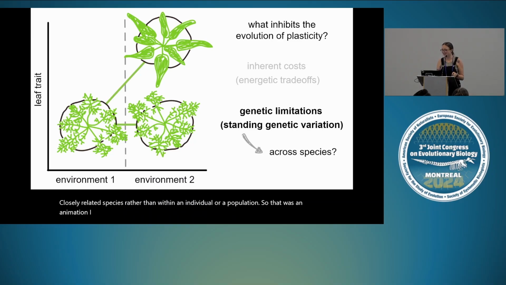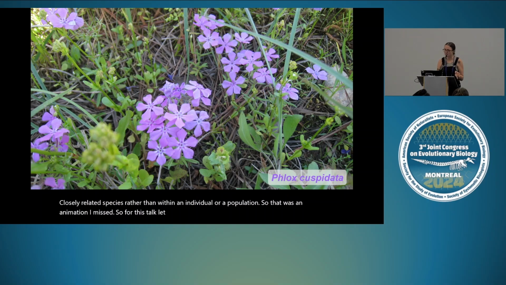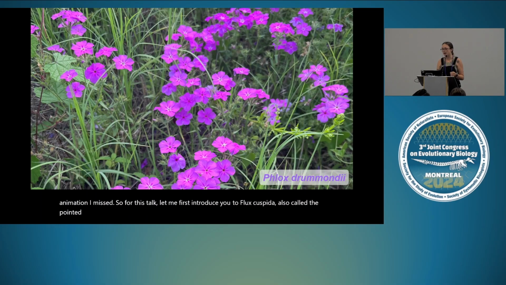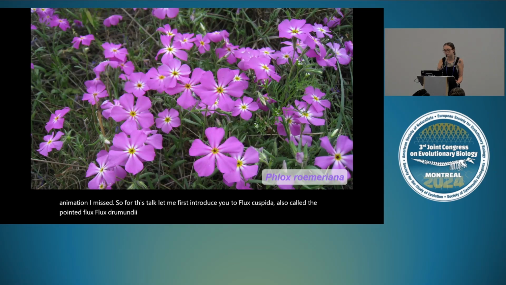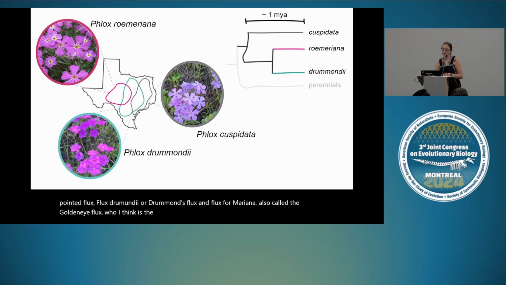So for this talk, let me first introduce you to Phlox cuspidata, also called the pointed phlox, Phlox drummondii or Drummond's phlox, and Phlox roemeriana, also called the golden-eye phlox, who I think is the prettiest. So these three little cuties make up a very closely related clade of annual phlox that are broadly distributed across Texas and whose habitats we know surprisingly little about in the literature.